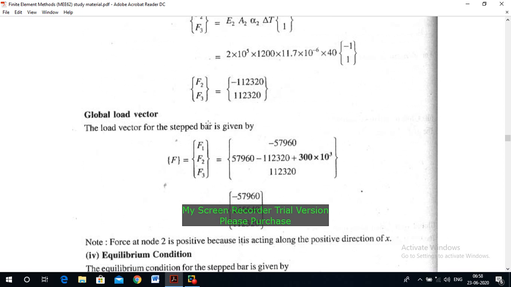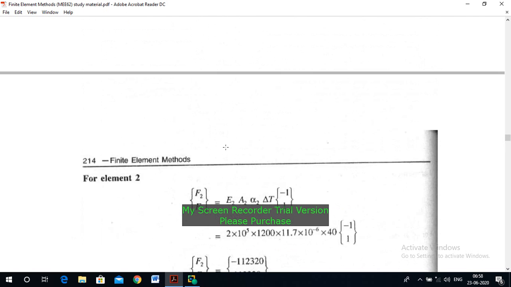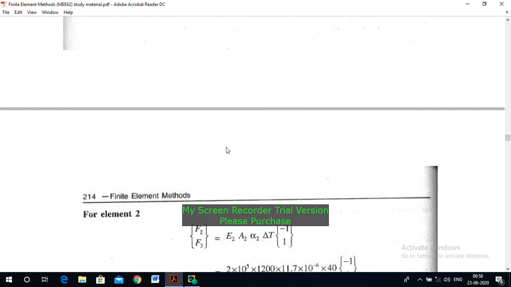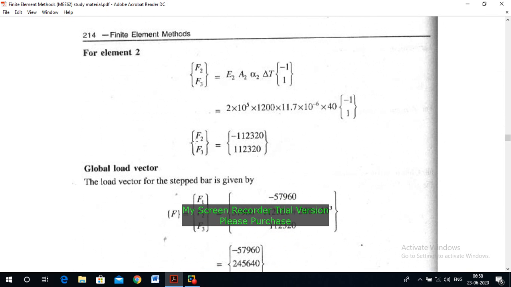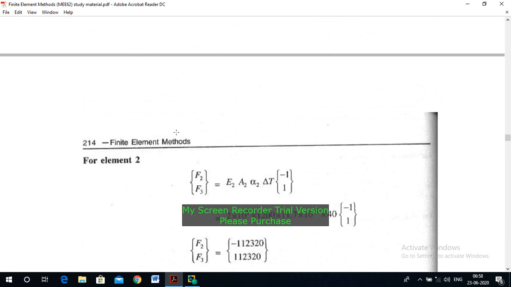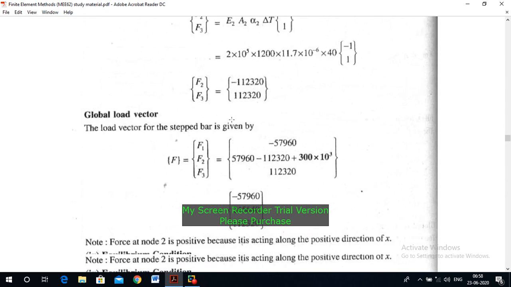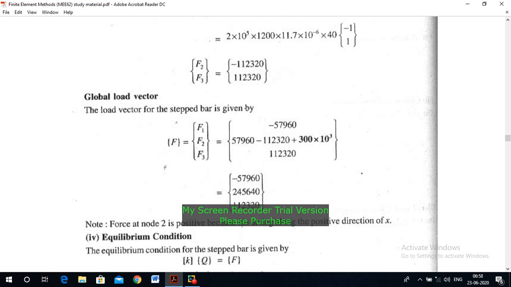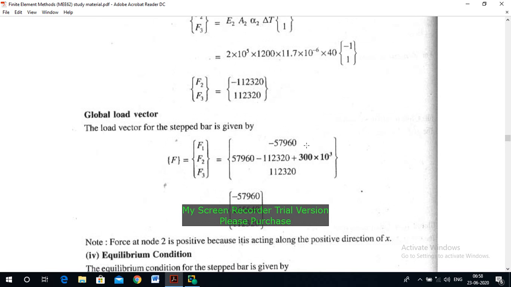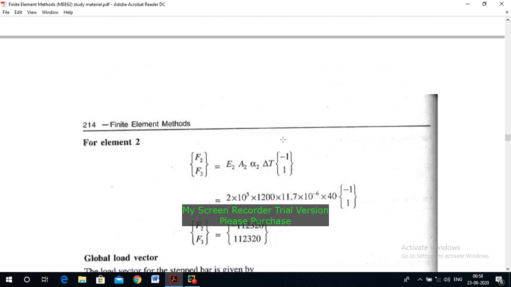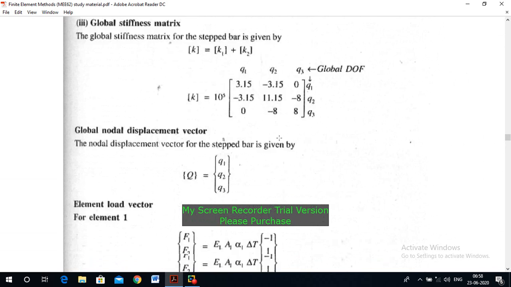And next, the global load vector for the stepped bar is given by F is equal to the global load vector. You have to add both the vectors for element 1 and element 2 together. Therefore F is equal to F1 F2 F3. Therefore F1 is given minus 57,960, and as F2 is here, F2 in both the force vectors F2 is there, 57,960 minus 1,12,320 plus 300 into 10 power 3, that is 300 into 10 power 3.